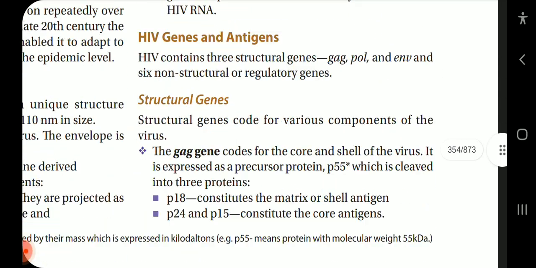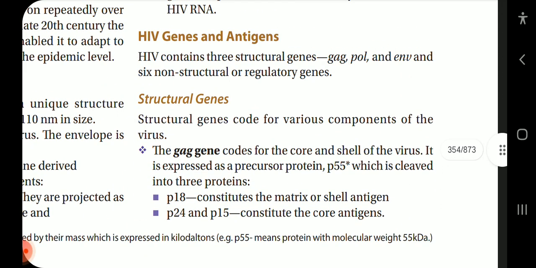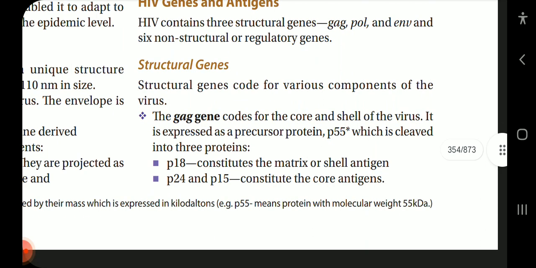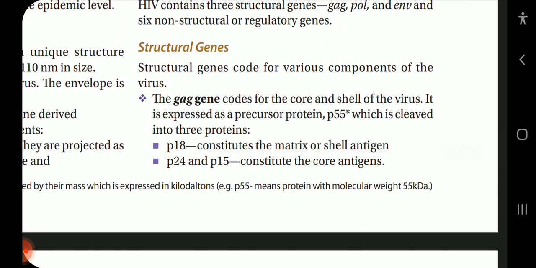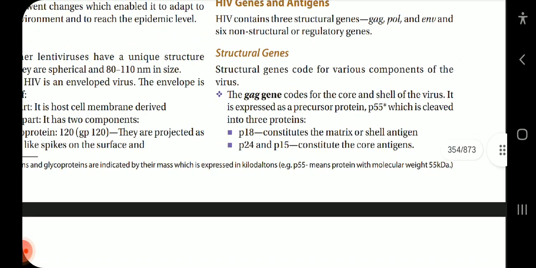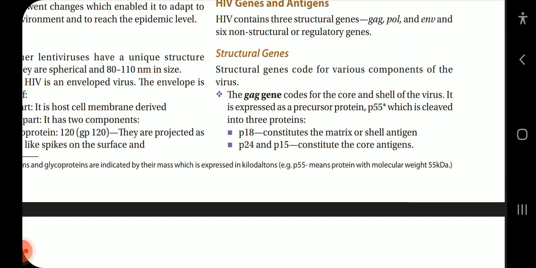Alright. So, HIV genes and antigens. HIV contains 3 structural genes, GAG, POL and ENV, and 6 non-structural or regulatory genes. Structural genes code for components of the virus. The GAG gene codes for the core and shell of the virus. It is expressed as a precursor protein P55, which is cleaved into 3 proteins. P18 constitutes the matrix or shell antigen. P24 and P15 constitute core antigens.